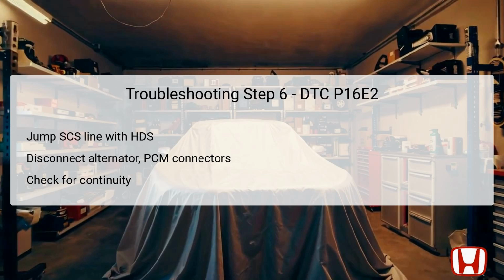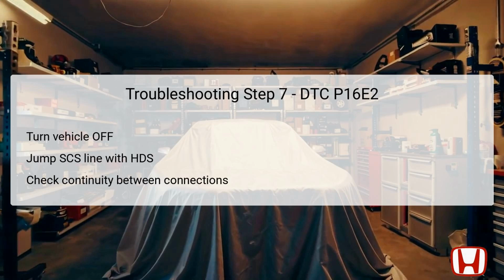Further actions should include updating the PCM software to its latest version or substituting it with a known good unit. If the DTC P16E2 resolves itself after these actions, troubleshooting is complete. But if it stays persistent after replacement or updating, the original PCM must be replaced to guarantee proper functionality.